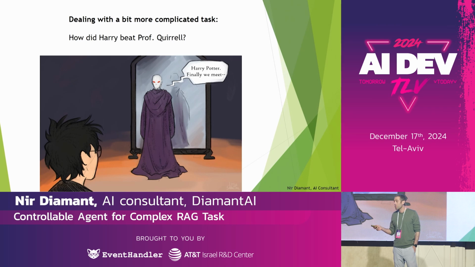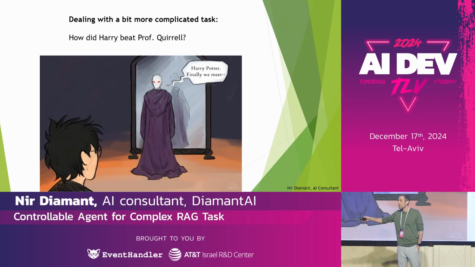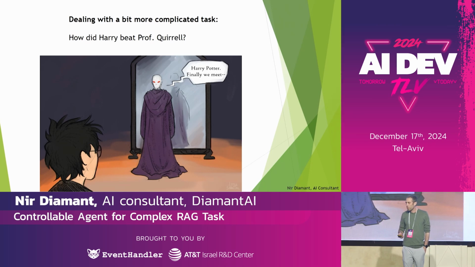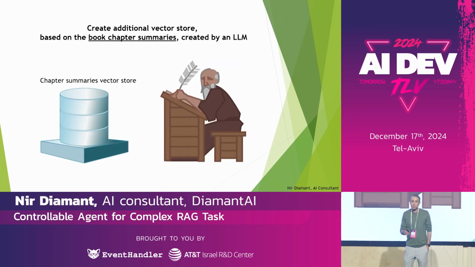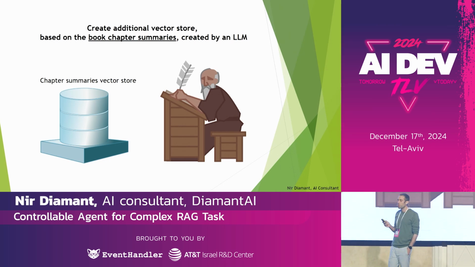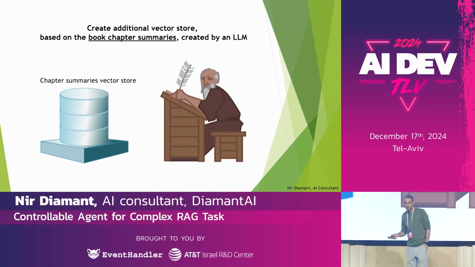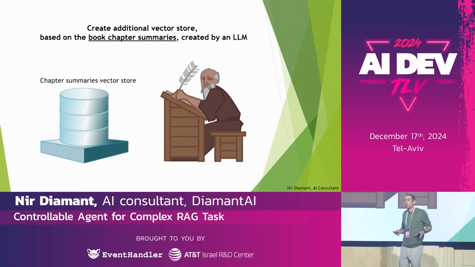But what happens if you want to ask a bit more complicated question, such as how did Harry beat Professor Quirrell? We are not going to find a sentence in the book saying Harry beat Professor Quirrell by doing this and this and this and this, right? And so for dealing with this, we could create an additional vector store containing the book chapter summaries. Also, we can use an LLM to create it. In those summaries, it's more reasonable that we can find the solution for this.